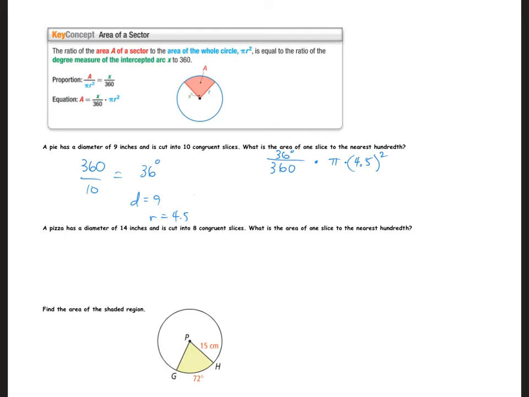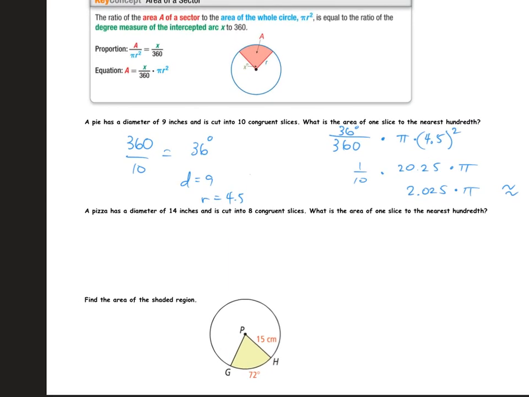So this is 1/10. So 1/10 times, and 4.5 squared gives me 20.25. And I have to multiply that by pi. So I'm going to take 20.25, divide that by 10. So I get 2.025, and I multiply that by pi now on my calculator. And it tells me that it is about 6.36 inches squared. So each slice has a total area of 6.36 inches squared.